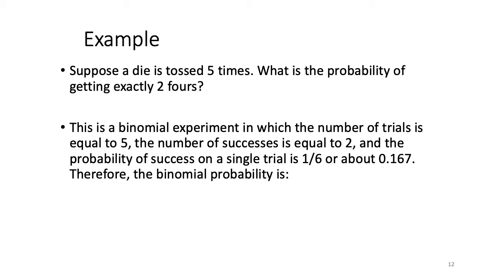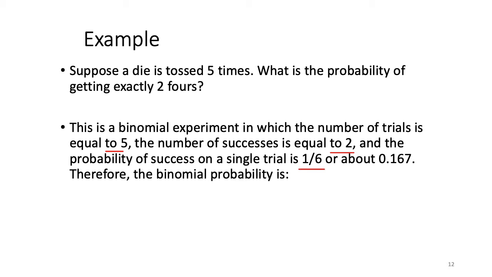Let's try one more example. Suppose a die is tossed 5 times. What is the probability of getting exactly 2 4s? So this is a binomial experiment in which the number of trials is equal to 5, the number of successes is equal to 2, and the probability of success of a single trial is 1 over 6, or about 0.167.